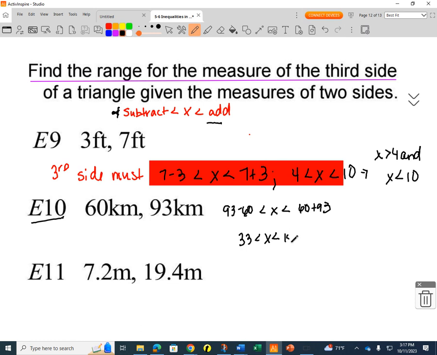So the third side, so let's put over here, the third side can be anywhere in this range. The third side in this triangle can be, x can be greater than 33, and x has to be less than 153, where x is the length of the third side.